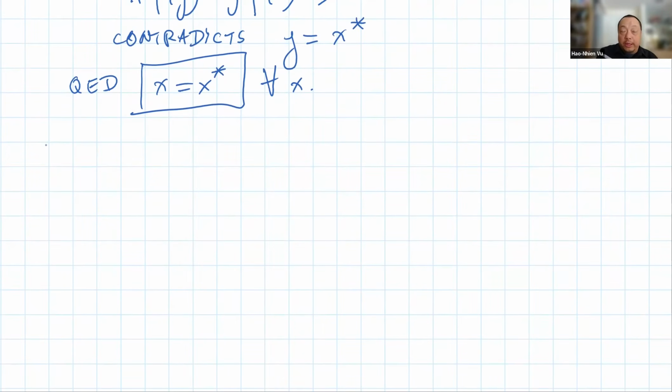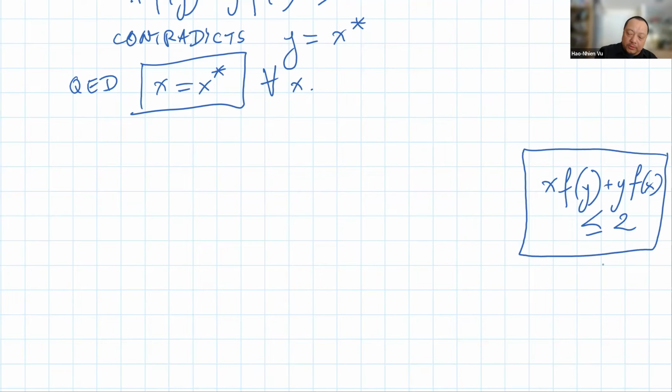Now that we have our claim, we're going to use it to prove that fx is 1 over x. Let me put the expression over here so we can remember what it is. x fy plus y fx, this is the star inequality. Okay, so if x and x star are the same thing, that means if we plug x in for y into the star, we should get true.